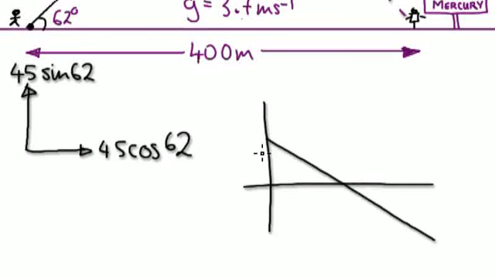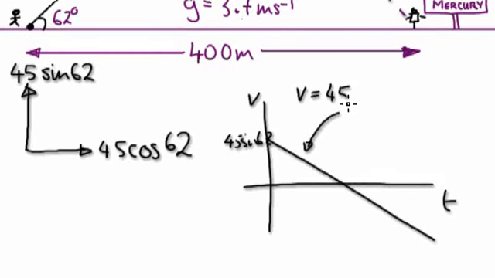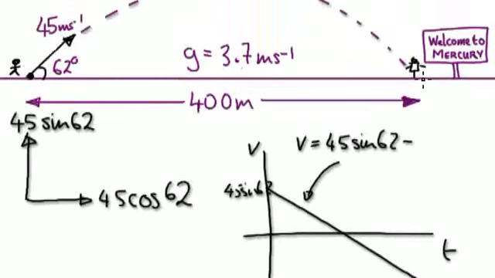Your velocity time graph will look something like this. This thing here would be 45 sine 62, and then the equation for this line here will be v equals 45 sine 62, take away gravity. I made a mistake here, sorry. Gravity on Mercury is 3.7, so 3.7 t here.